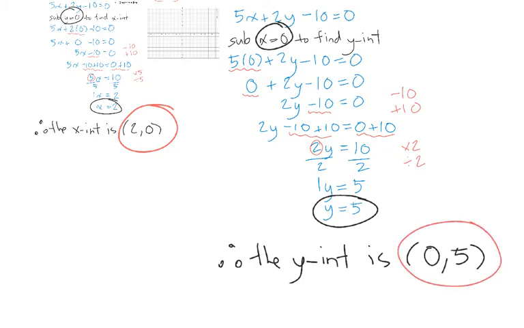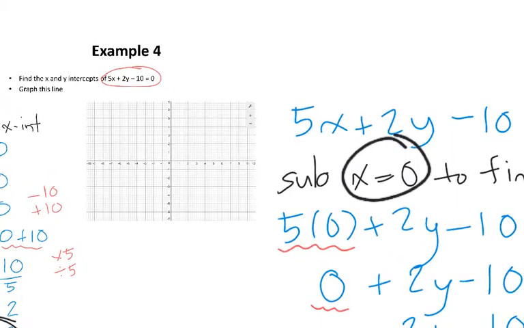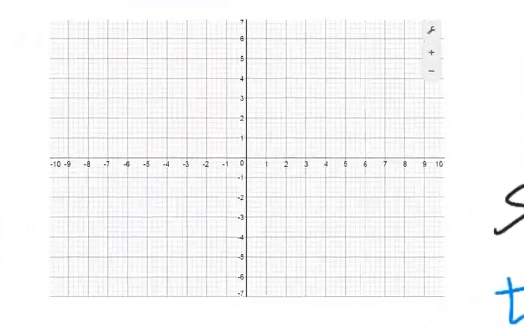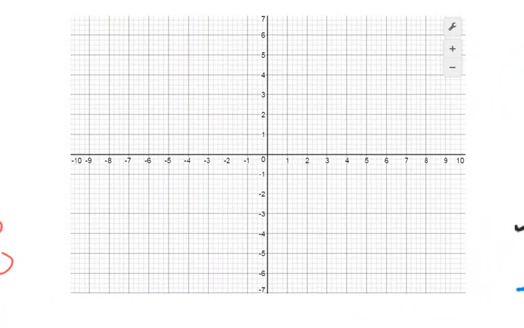Let's go ahead and zoom in on our blank graph paper. I'm going to graph the coordinate (2, 0) first, and that is located right over here. That would be considered the x-intercept. Next, I'm going to graph the y-intercept. The y-intercept is (0, 5). That would be right over there. Once you have those 2 points, all you do is connect the dots, and that is your line.